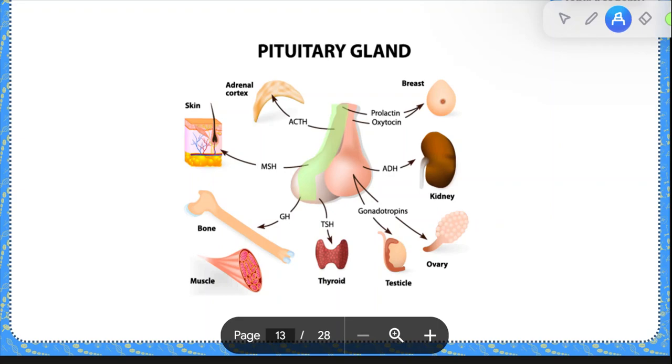And here you have prolactin and oxytocin, which are targeting the breast. You have ADH, antidiuretic hormone, which is targeting the kidney. Then you have gonadotrophins, which are targeting the testicle and the ovary. Similarly TSH, obviously, will go to the thyroid. Growth hormone is going to affect your bones and muscles. Then you have MSH, which is going to affect your skin. And then you have your adrenocorticotropic hormone, which affects your adrenal cortex.